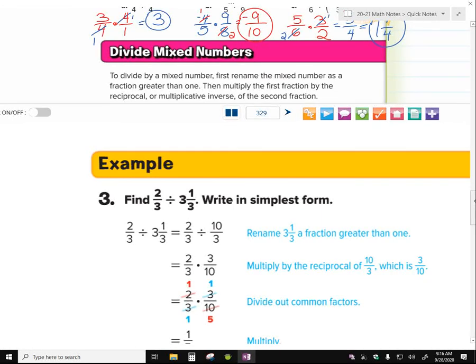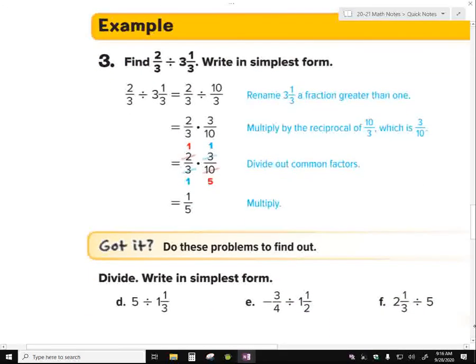To divide by a mixed number, first rename the mixed number as a fraction greater than 1. Then multiply the first fraction by the reciprocal, or multiplicative inverse, of the second fraction. Make sure it's the second fraction. Find 2/3 divided by positive 3 1/3. Write in simplest form. First, we make the 3 1/3 an improper fraction. The improper fraction of 3 1/3 is 10/3, so we have 2/3 divided by 10 over 3. The multiplicative inverse of 10/3 is 3/10, so we have 2/3 multiplied by 3/10.